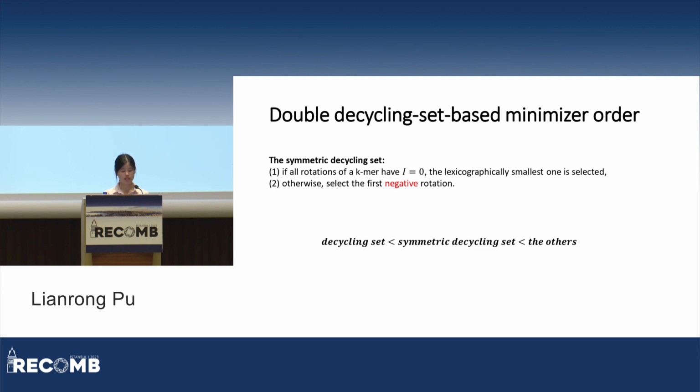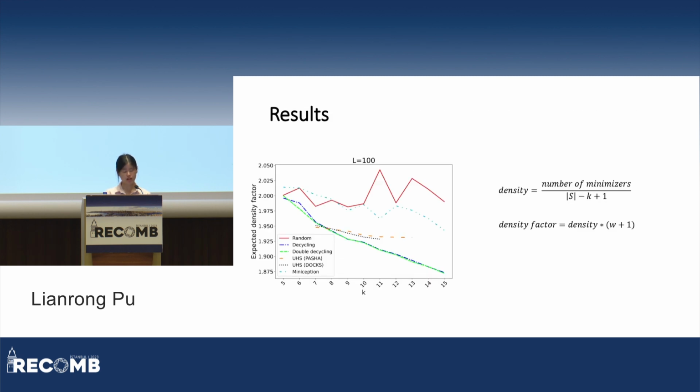For the universal hitting set calculated by the DOCKS algorithm, it can only be calculated for k up to 11. And for the universal hitting set calculated by PASHA, it can only be calculated up to k equal to 13. And our decycling set can achieve lower density factor than the universal hitting set, but it can also be easily scaled to large values of k.